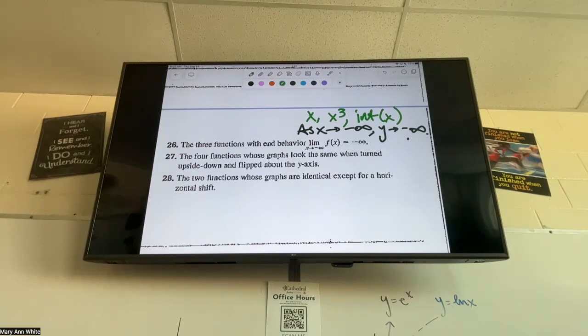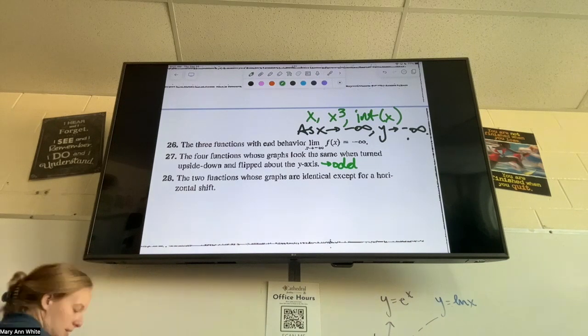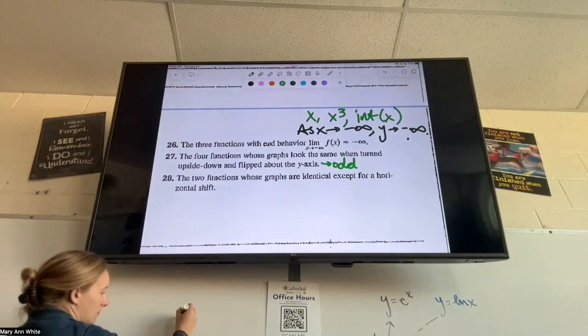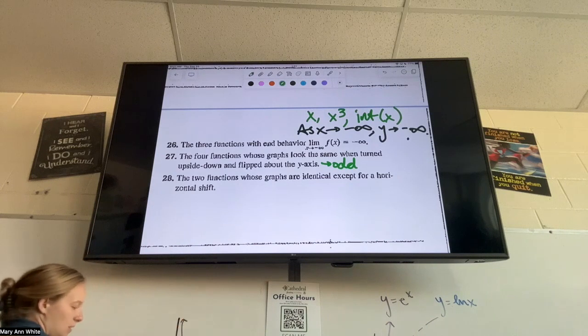27 actually is the same thing as being odd. So this might be a good way for you to think about odd graphs. It said 4 functions whose graphs look the same when turned upside down and flipped about the y-axis. Okay, let's do this with a reciprocal graph. We know my reciprocal graph is odd. We've talked about that a couple times. This is what it looks like.